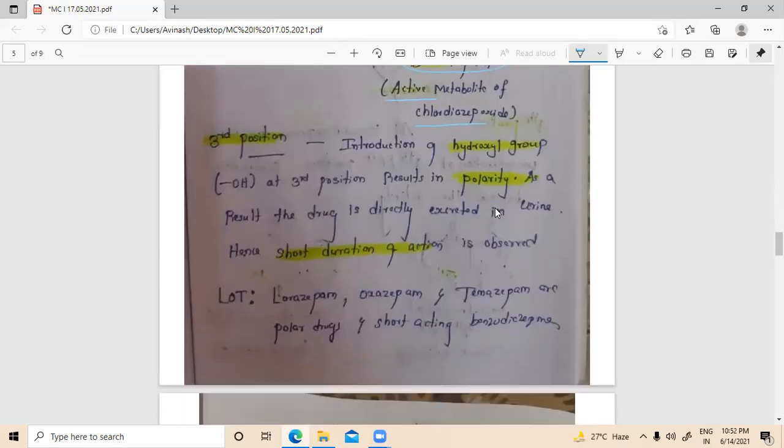Next, coming to the third position, introduction of a hydroxyl group, that is OH, at third position results in polarity. Very, very important. As a result, what happens? The drug is directly excreted in urine, hence short duration of action is observed.